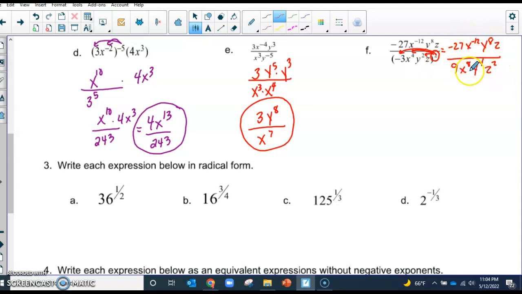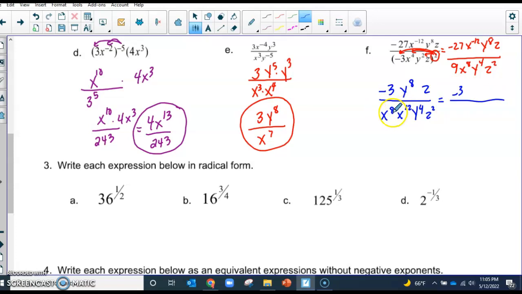This x to the 12 needs to come to the bottom. So I'm just going to change colors for the next step. I also can reduce my -27 over 9. -27 over 9 is going to be -3. Then I've got my x to the 8 on the bottom and my x to the -12, +12 now because I moved it to the bottom. This is y to the 8. This is y to the 4th. I've got z and z squared. My -3 stays on the bottom.